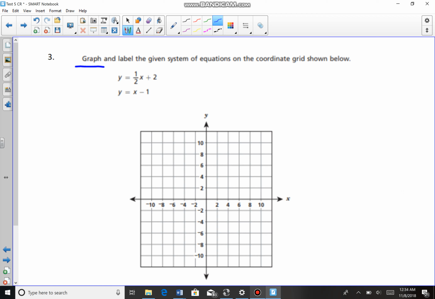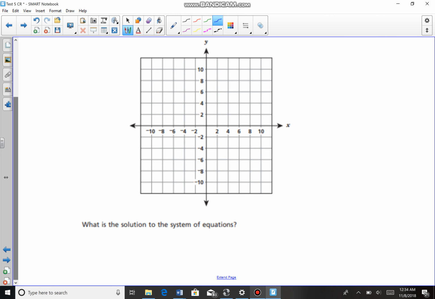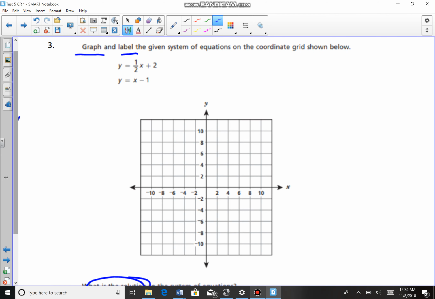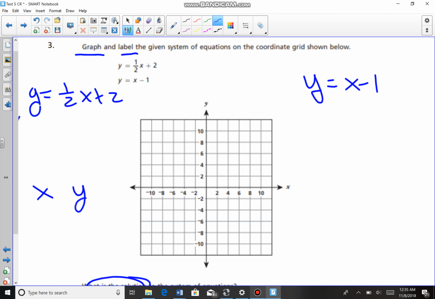Graph and label, okay, the given system of equations on the coordinate plane shown below. And then there's one more part to this problem. What is the solution? All right, so there are a couple ways to put these on a graph. And that's the first part that's asking me, so I want to make sure that I can put that onto the graph. So I'm going to do the work for the first equation on this side. And I'm going to do the work for the second equation on this side. So I have 2 options. I can use rise over run, or I can make a table of values. So I'm going to do both.